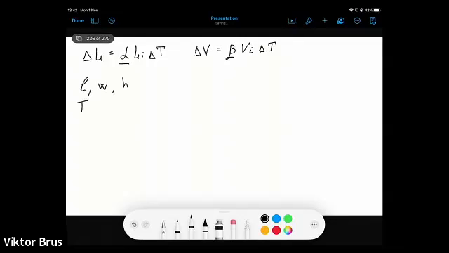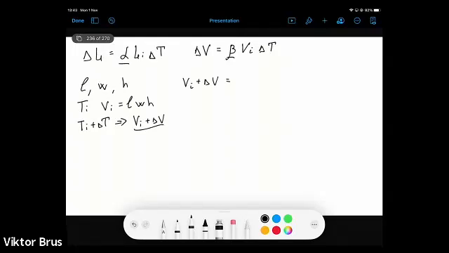At initial temperature T initial, the initial volume of such a box will be L times W times H. Then if we increase the temperature, so we have T initial plus delta T, we will get an increase also in volume. So that will be V initial plus delta V. Now let us write what this increased volume, V plus delta V, will be equal to.